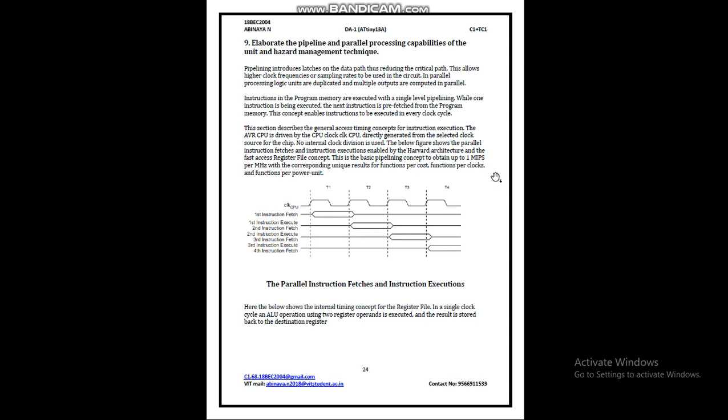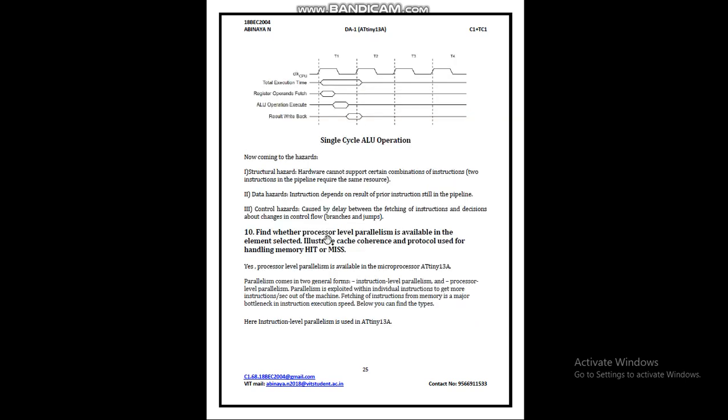So this is the basic pipelining concept to obtain up to one MIPS per megahertz, with the corresponding unique results for functions per cost, functions per clock, and functions per power unit. The above diagram shows the internal timing concept for the register file. In a single clock cycle, an ALU operation using two register operands is executed and the result is stored back to the destination register. You can see this is a single cycle ALU operation.